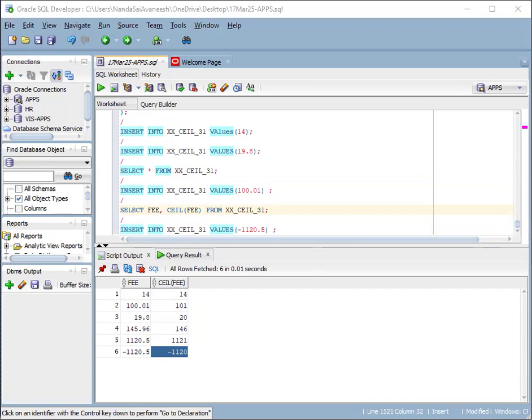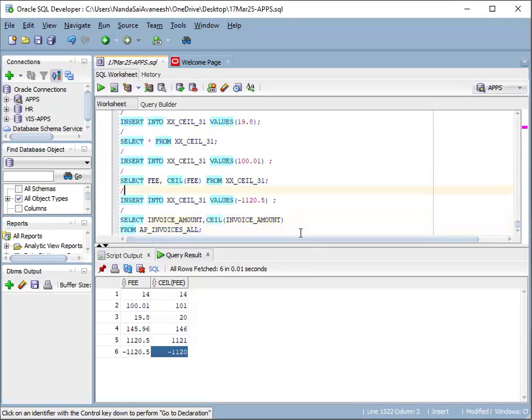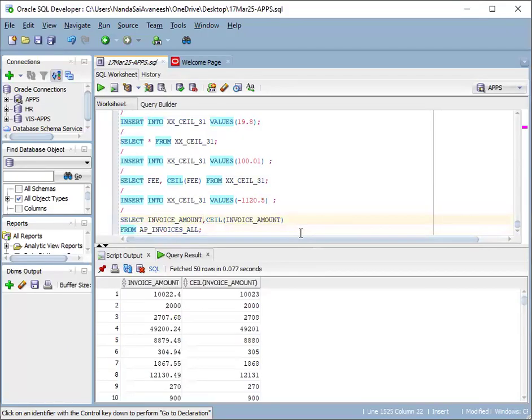Okay, suppose you have a table with invoice amount, and you say select invoice amount, CEIL of invoice amount from AP invoice table, and you'll get information like this. Suppose this is the invoice amount. So based on the CEIL value, how much is this coming?